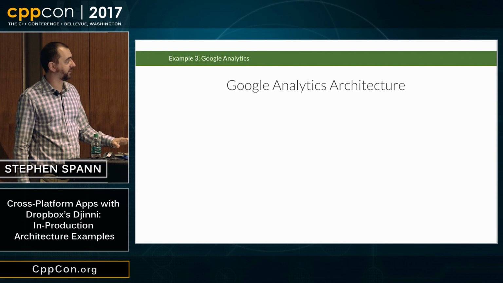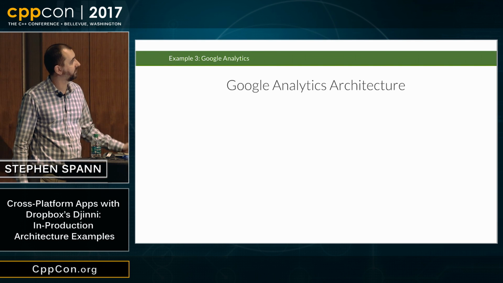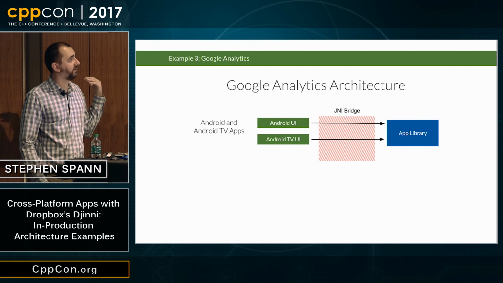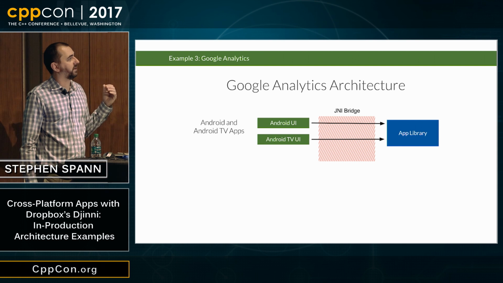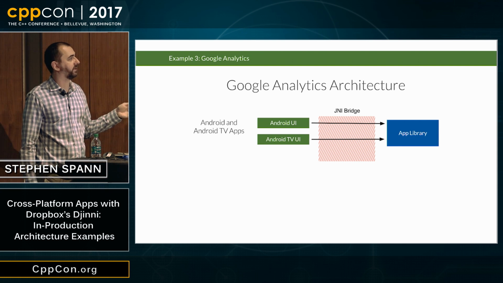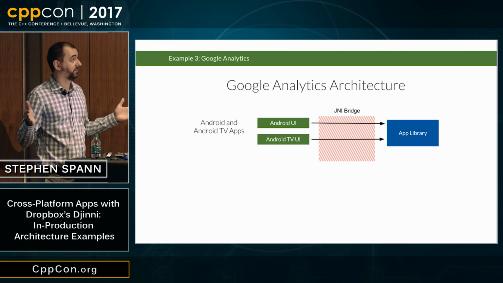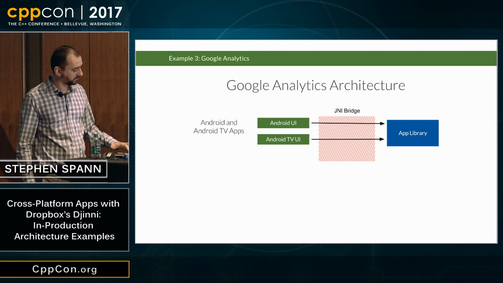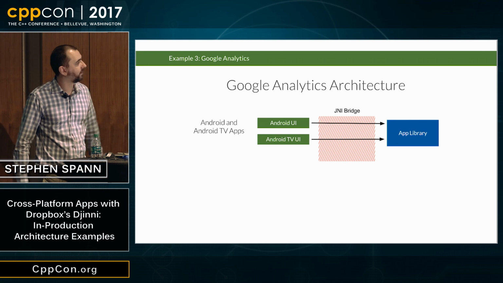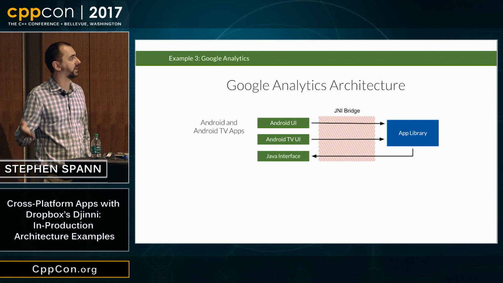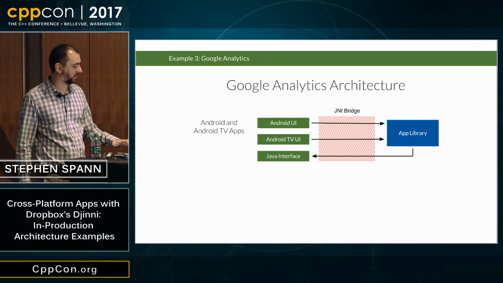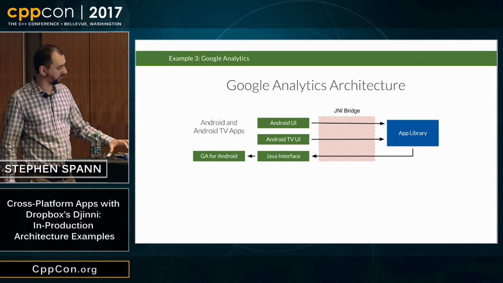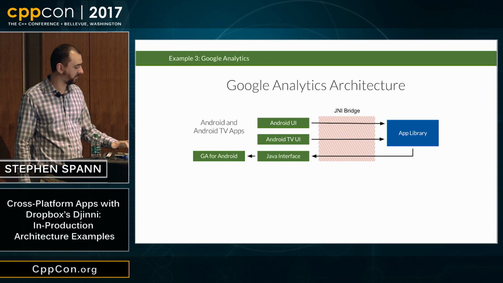So let's take a first stab at this architecture. On Android, we're going to separate the TV UI from the Android UI, cross the bridge, and talk to our app library. This app library is not going to change. It's going to be the same for all of these things. It's our C++ library. We go back across the bridge to our Java interface, which is going to talk to Google's official library. All right, pretty cool so far.